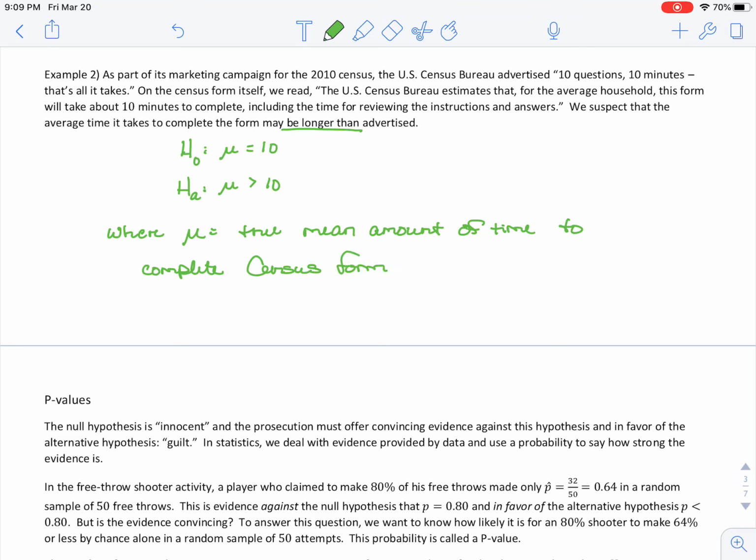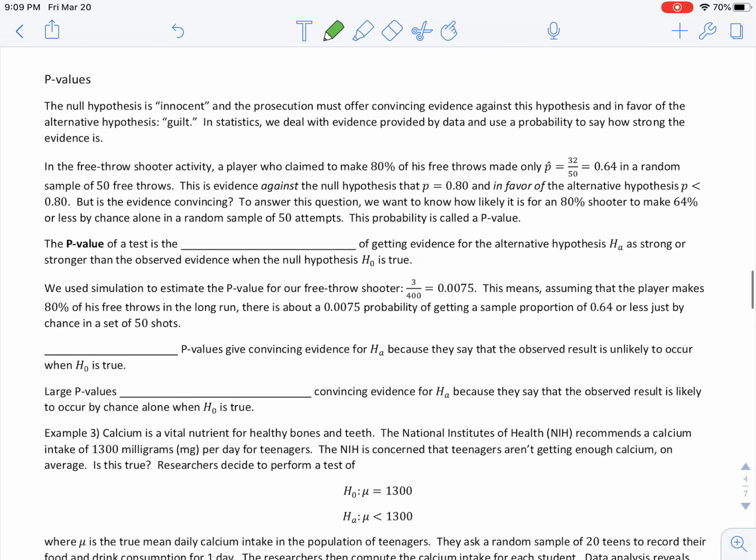So once you have these, eventually we'll get to a process of finding p-values. A lot of times this gets related to juries and courts and the law, because the null hypothesis can be thought of as, you assume it's true unless you can prove otherwise. So somebody who's brought into court is assumed innocent unless they can be proven guilty. So the null hypothesis is the innocent part of this. The prosecution must offer convincing evidence against this hypothesis in favor of the other one. So guilt in that case.